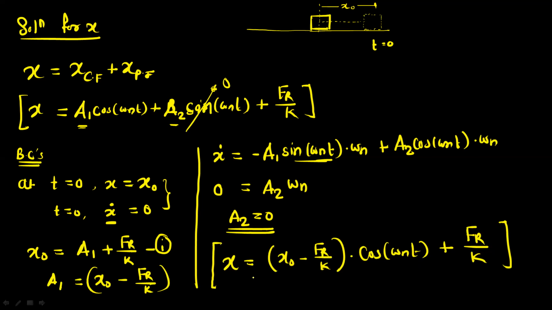So if you put different values of this angle omega nt, then you will get different values of x. That is the position of the mass with respect to angle. This value is constant, fr upon k, because fr is the frictional resistance. It depends on the surface, that is the coefficient of friction. Then k is the spring constant. So the only variable in this equation is omega nt. x0 is the initial displacement. So let us select different values.